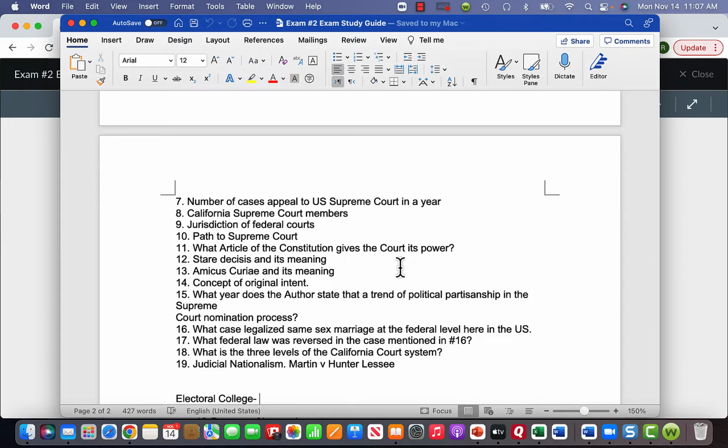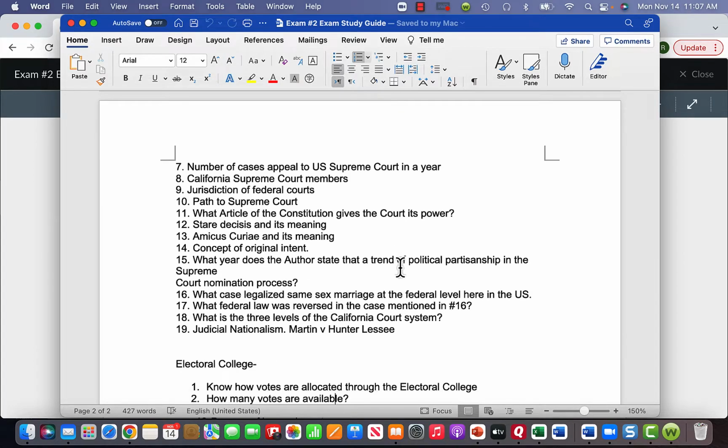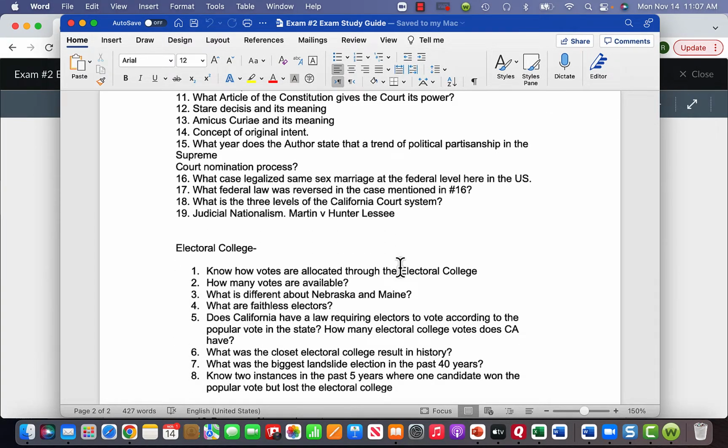Know what the concept of original intent is. Should the justices use wisdom or constitutionality when they go and try to decide a case? Don't worry about number 15 here. Number 16, know Windsor versus United States, that reversed DOMA. And we talked about the 3 levels of the California court system and judicial nationalism. Martin versus Hunter's Lessee, which made it legal for the Supreme Court to determine whether or not state decisions are constitutional or not.